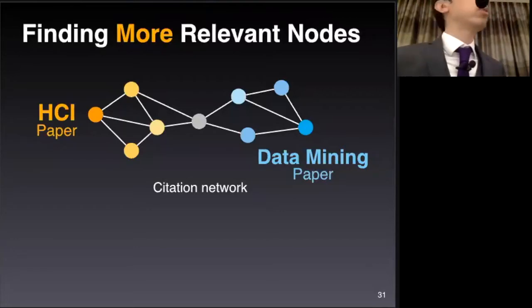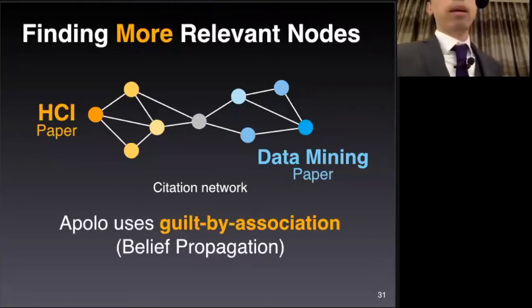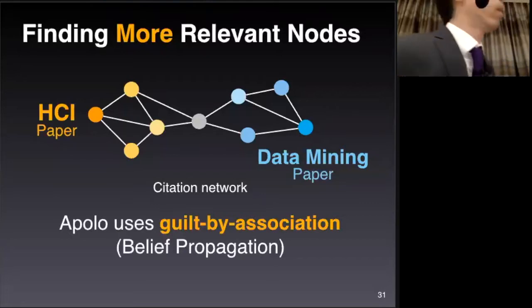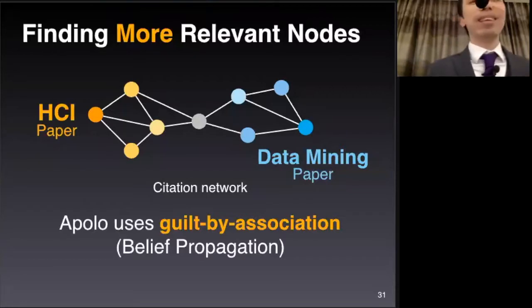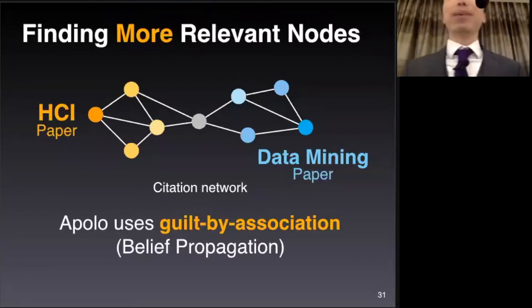So we leverage this intuition and develop an algorithm based on belief propagation to help people do this ranking. So rank nodes by relevance. And we call this a guilt by association approach. It just means that if I'm a bad guy, and I know you, sorry, so you're probably also a bad guy. So guilt by association, spreading my guilt. So how does that work, right?